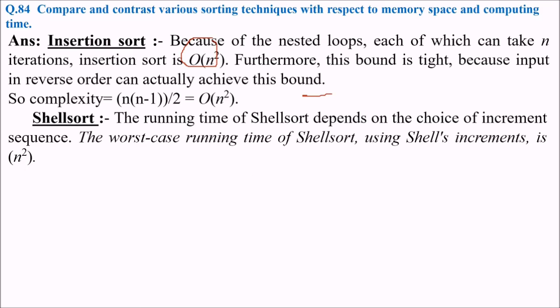Shell sort. The running time of shell sort depends on the choice of increment sequence. So the worst case running time of shell sort using Shell's increments is order of n square only.